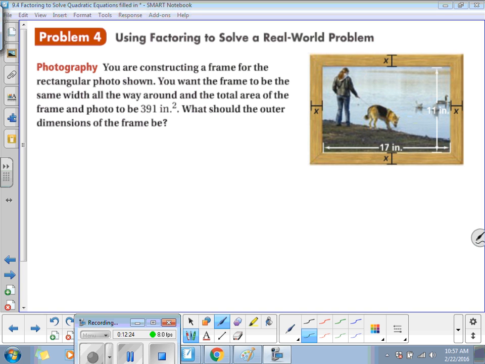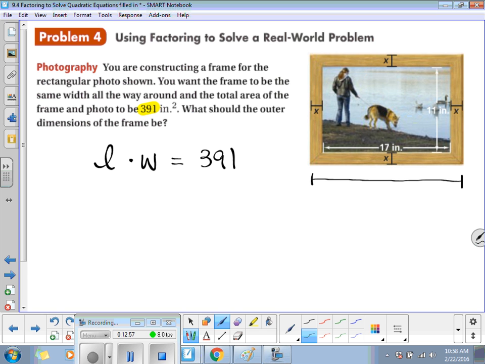Okay, so area of a rectangle is length times width. And here, our area is what? 391. Very good. So, the length times the width has to be equal to 391. Okay? So looking at this picture, we've got the length here, and we've got the width there.